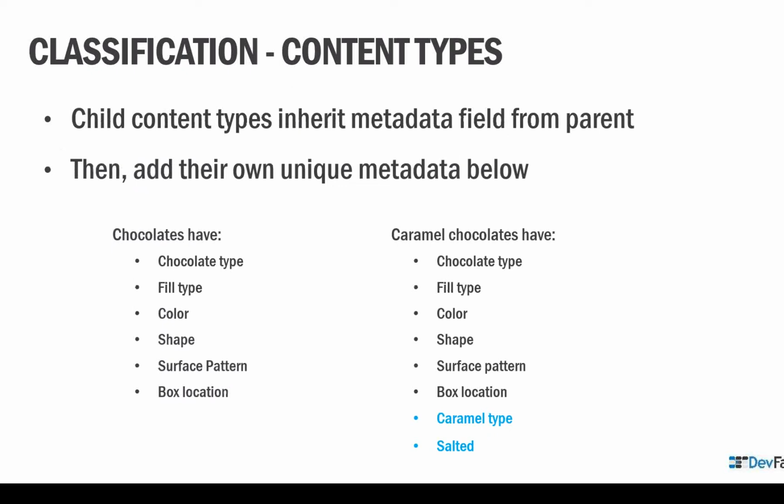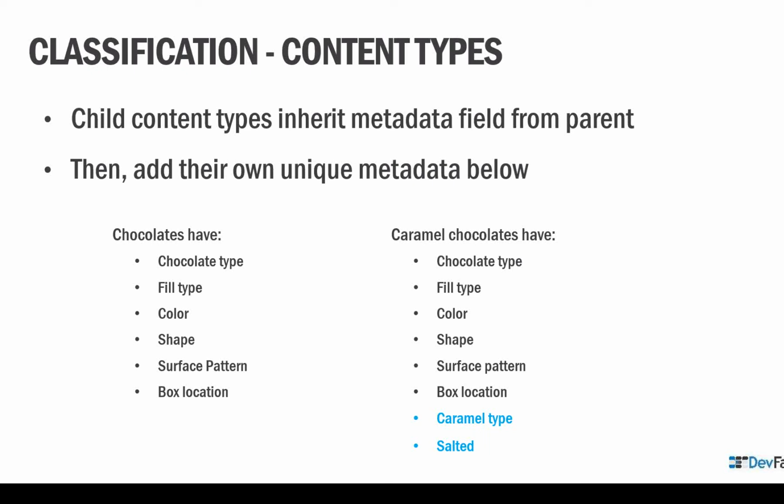Now, very much like a parent-child relationship in the world, the parent-child relationship in the classification of information is similar. We inherit in our metadata from our parent in a taxonomy. So the chocolates have all of their core metadata there, right? The chocolate type, the fill type, the color, the shape, the surface pattern, the box location. However, maybe based off of fill type, we have a child called caramel chocolates. Okay, now the caramel chocolates, they still have the chocolate type, the fill type, the color, the shape, the surface pattern, the box location, but then they have some additional information, which is the type of caramel that's inside of it, and maybe whether or not it's salted.